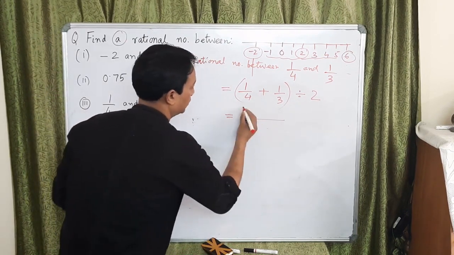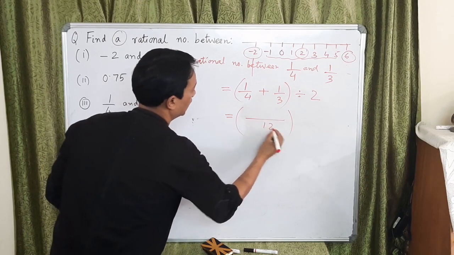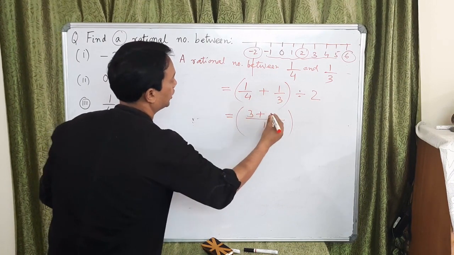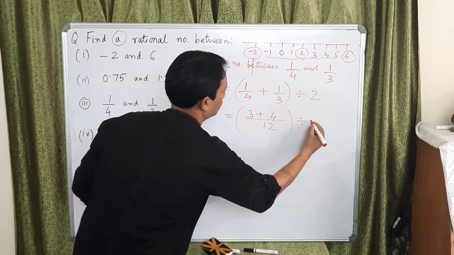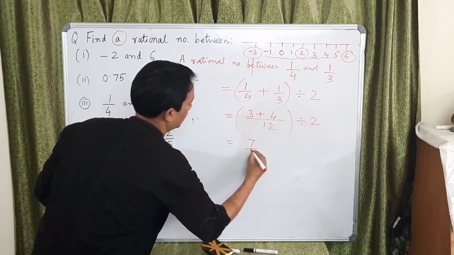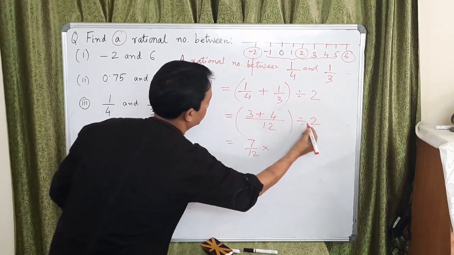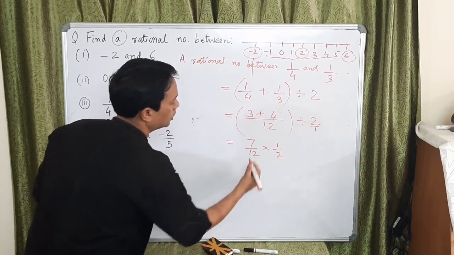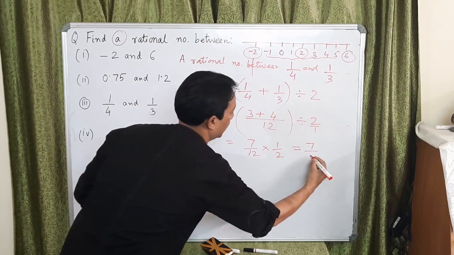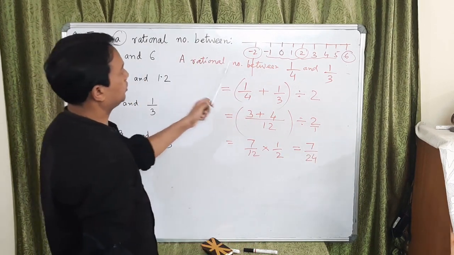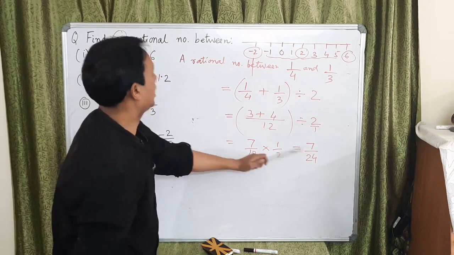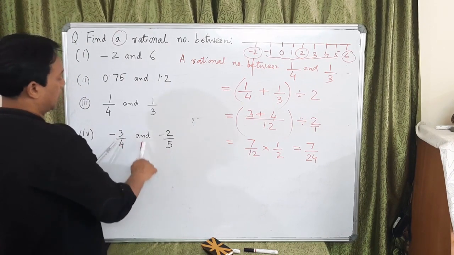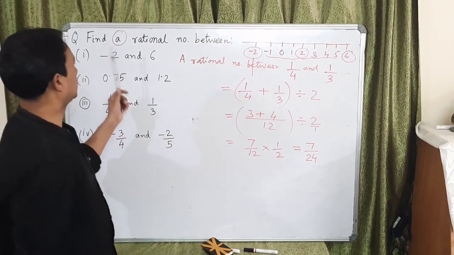So in order to add, we will take the LCM. LCM of 4 and 3 will be 12. 4 3s are 12. So 1 3 is a 3 plus 3 4s are 12. 1 into 4 will be 4. Divide by 2. So 7 by 12 we are getting here. We'll change this division into multiplication. So this number will become reciprocal. 2 by 1 will become 1 by 2. So if we multiply now, we will get 7 by 24. So a rational number between 1 by 4 and 1 by 3 can be 7 by 24. Okay. Similarly, you can do this also. You can just add these two and divide it by 2. You will get a rational number between these two.